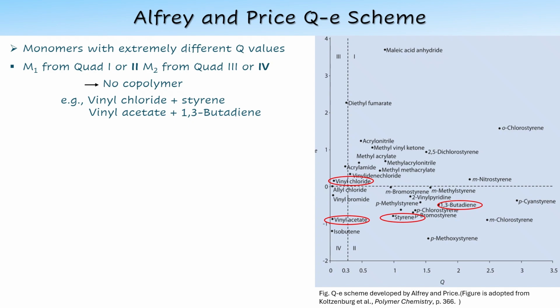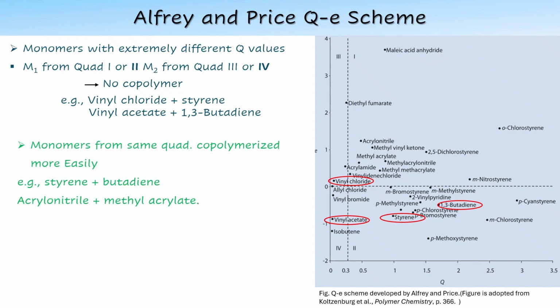The second rule is the opposite. Monomers from the same quadrant copolymerize more easily. They have similar radical stabilities, so the propagation steps are more balanced. Examples are styrene with butadiene, where both have high Q values and are electron rich, and acrylonitrile with methyl acrylate, where both have moderate Q and similar polarity.